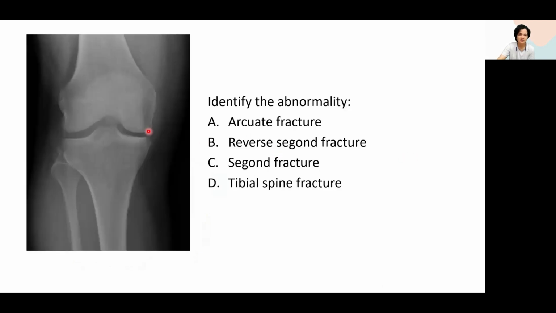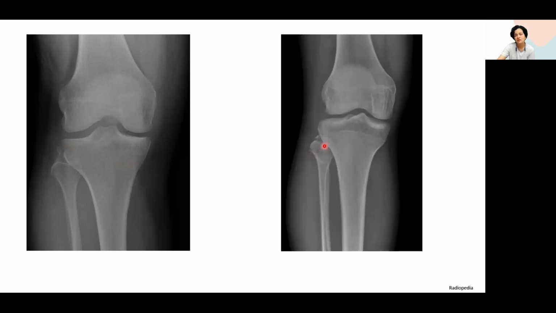Now identify the abnormality here. Is there an arcuate fracture, reverse Segond fracture, or tibial spine fracture? What do you find here? The answer is there is a Segond fracture. Another close mimic is this, which is a fracture from the styloid process of the fibula, which is an arcuate fracture. So it is important to identify the radiograph and differentiate between these two abnormalities. Segond fracture is basically a fracture from the lateral aspect of the tibial plateau, and arcuate fracture is a fracture from the styloid process of the fibula.